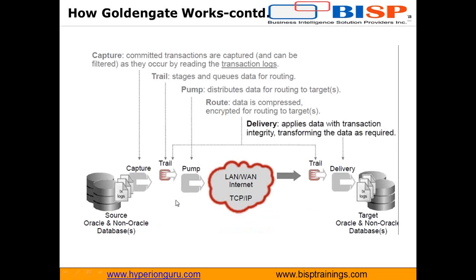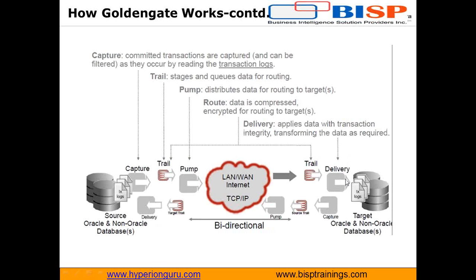Now this is the unidirectional case. Bidirectional is nothing, you can just consider it as two-way unidirectional. Whatever activities occurred in unidirectional, the same kind of activities are going to occur in bidirectional. So now there would be another capture process. The earlier target will now act as source and the earlier source will now act as target in case of bidirectional.